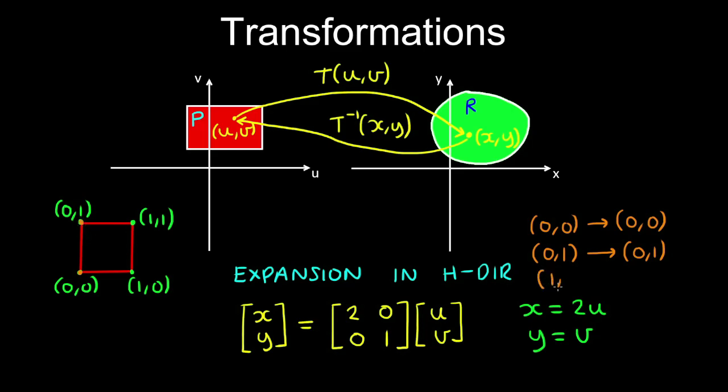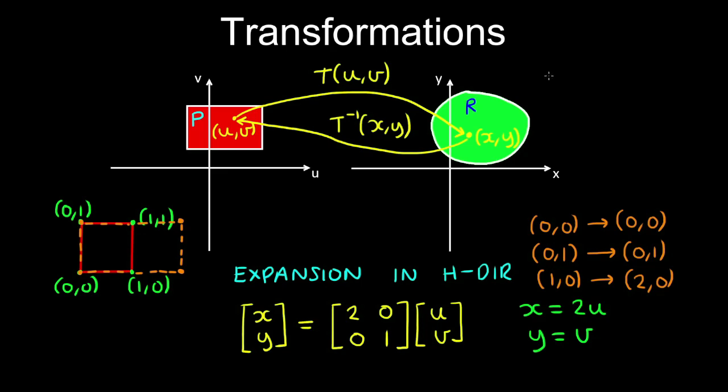And the point 1, 0 gets transformed to the point with coordinates 2 and 0 in the xy plane. So this moves here. And finally the point 1, 1 gets transformed to a point in the xy plane with coordinates 2 and 1. So therefore this square gets stretched into a rectangle. And this is a one-to-one transformation because we can take the inverse and get back to this square.